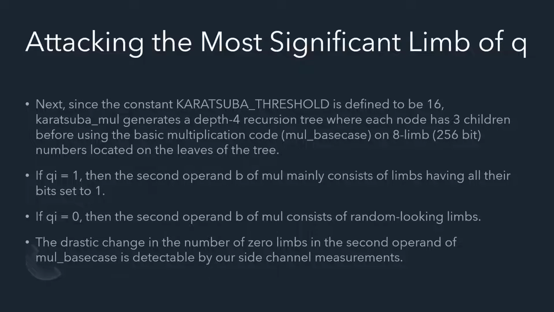So when it multiplies, there's one observation. If Qi is equal to 1, then the second operand B of the multiply function mainly consists of limbs having all their bits set to 1. And if Qi is 0, then the second operand of the multiplication consists of random looking limbs. When the whole operation is done, the drastic change in the number of zero limbs in the second operand of the base case of the multiplication is detected by the side channel measurements in this attack.